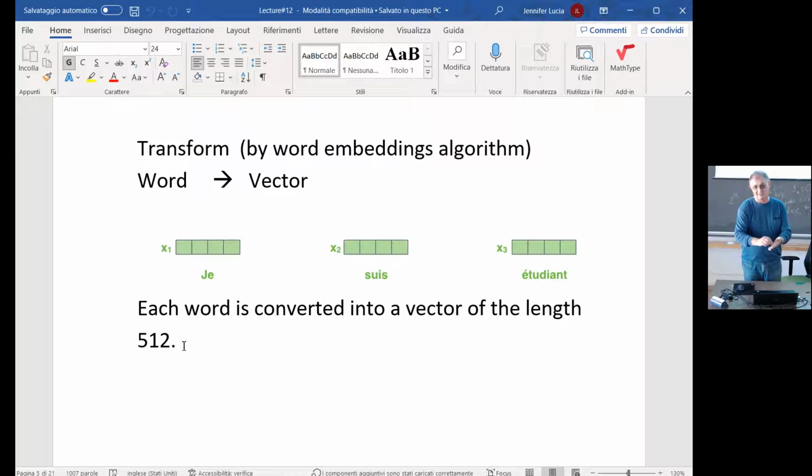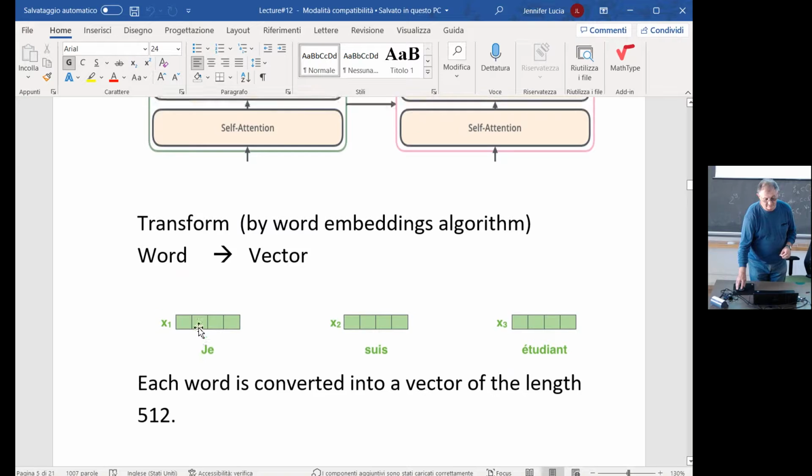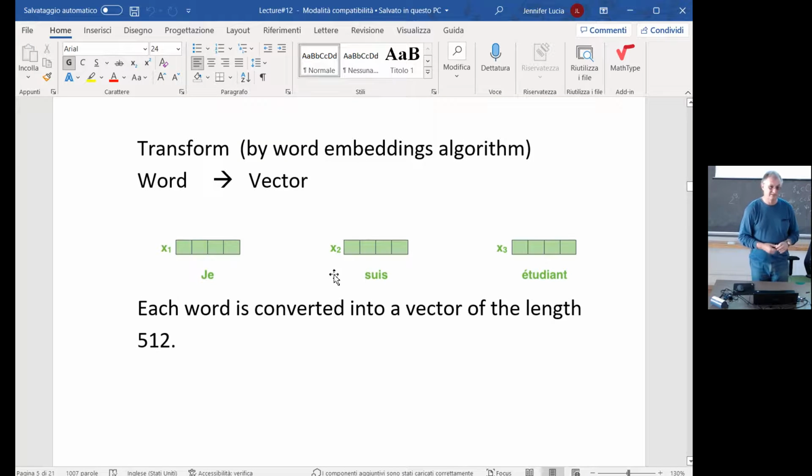So what is the codification of this je suis étudiant? We can see an ASCII table, and we can fill these boxes, and in this sense we can formalize the words as vectors, which are called embeddings. It is technical terminology.